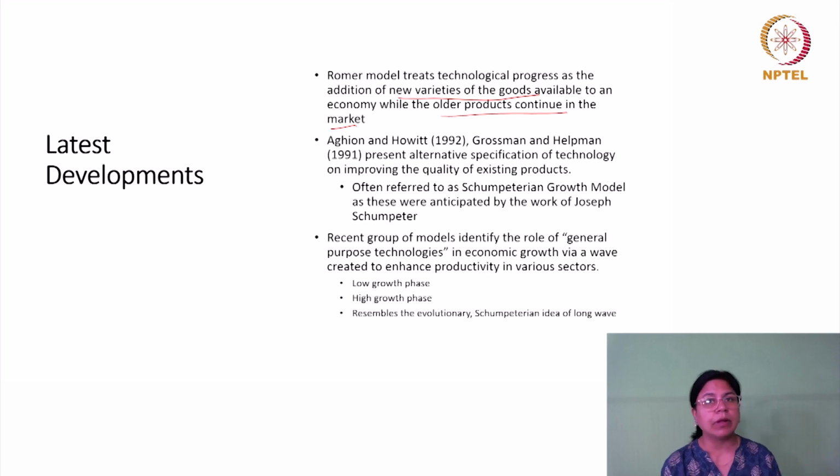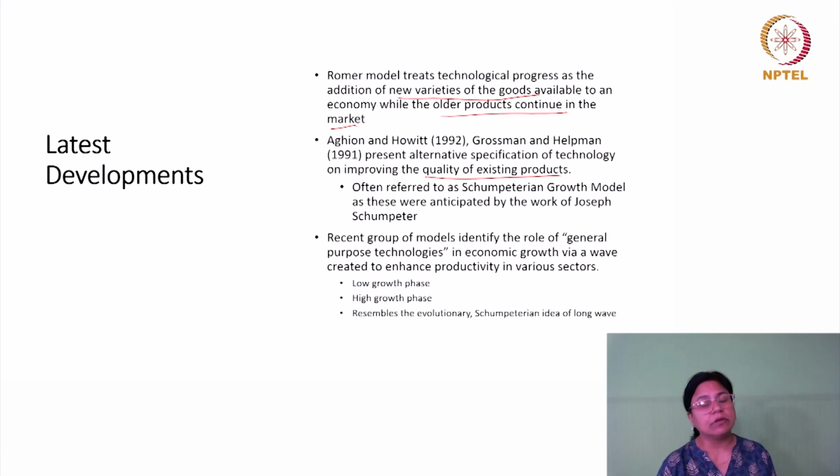If you remember, we have done the case of CDs. First of all, floppy disks were introduced, and CDs came over, then the video cassettes over a period of time were done away with. So there might be a situation where the products are no longer available in the market as they were available earlier. In that context, Aghion and Howitt and Grossman and Helpman have presented an alternative specification of technology, and they talk about improving the quality of the existing product.